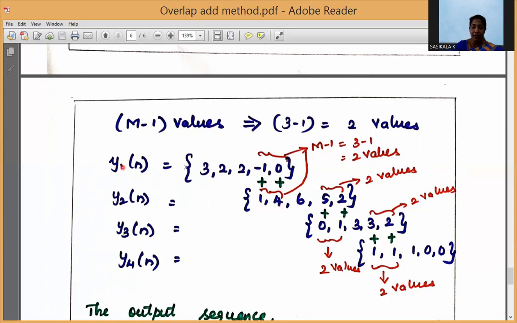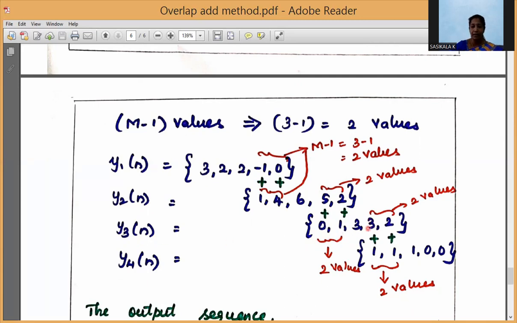So here for y1 of n, this is the last m minus 1 values. This last m minus 1 value should be overlapped with the first m minus 1 values of the next sequence. That's why I have written it so. And for y2 of n, these are the last m minus 1 values, that is 5 and 2. And the next sequence's m minus 1 values are 0 and 1. So the last m minus 1 values of y2 of n should be overlapped with the first m minus 1 values of y3 of n.